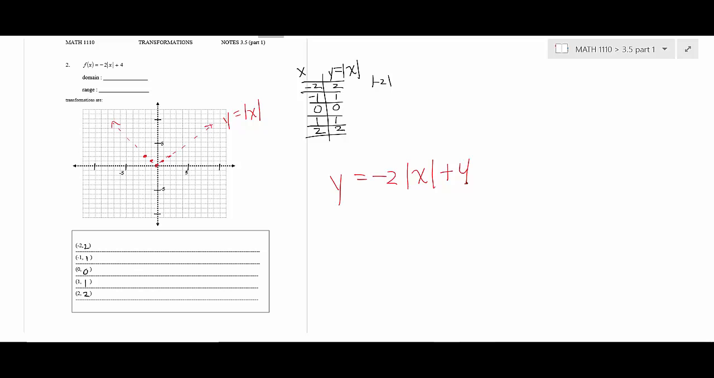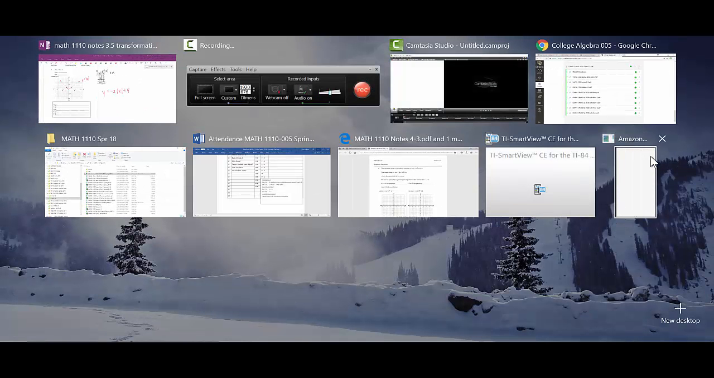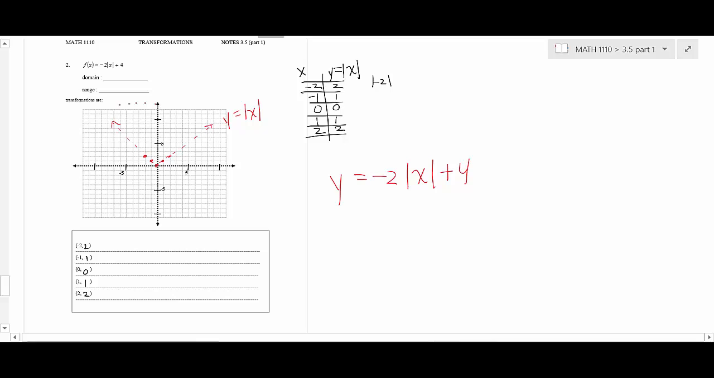So the transformations, you want to just write these transformations like this. What we have is we have up 4, and then you could also just write multiply y by -2, but you really want to say reflect over x. You do want to tell me which axis it's reflecting over, so it's reflecting over the x-axis, and then it's doing a vertical stretch. Okay, because you do want to be able to identify those transformations, so it's a vertical stretch.